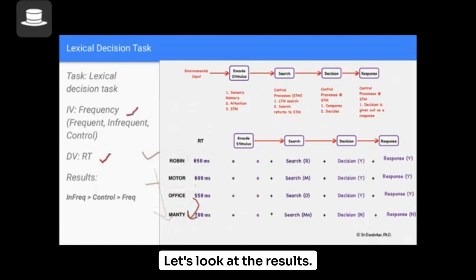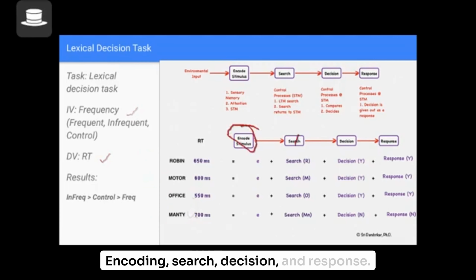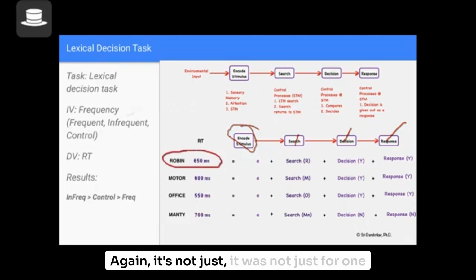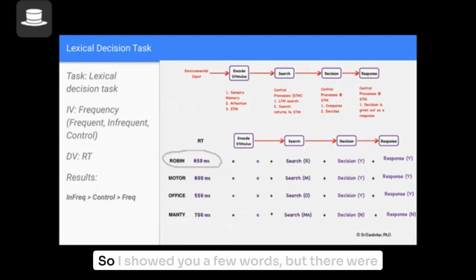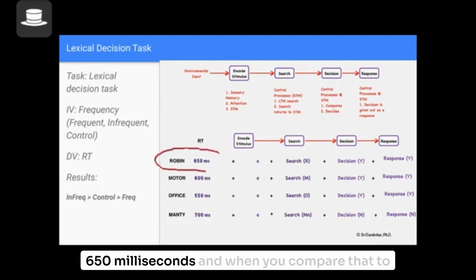Let's look at the results. Now, in terms of the model itself, remember there are different processes here: encoding, search, decision, and response. On average, it took 650 milliseconds. Again, it was not just for one word like Robin, but for several words that were frequent. I showed you a few words, but there were several other words participants saw. The average reaction time across all those words was 650 milliseconds.